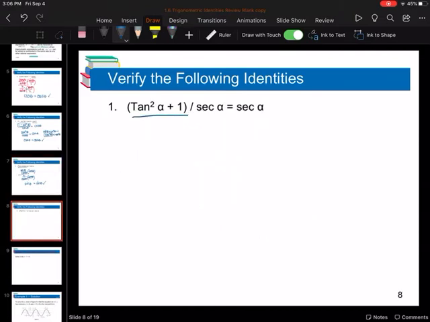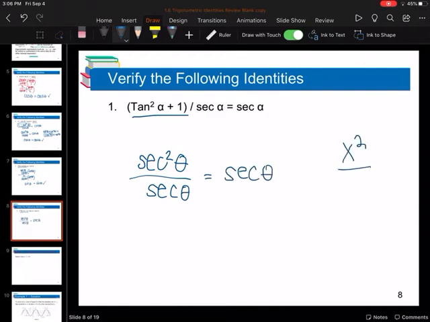Tan squared theta plus 1 is also a manipulation of our Pythagorean identities. So we're going to replace that with secant squared theta over secant theta. And again, this is the same as something like x squared over x. You subtract your exponents. So we get secant theta equals secant theta.